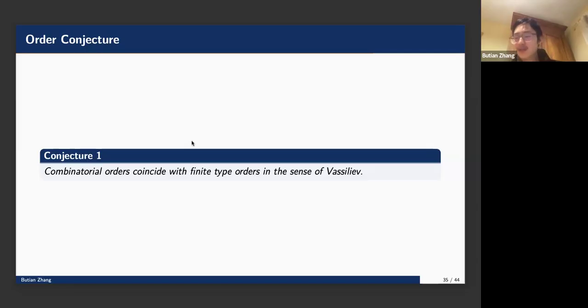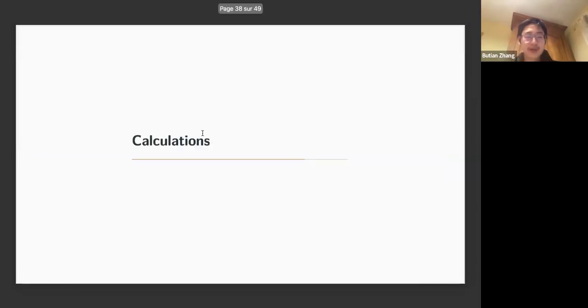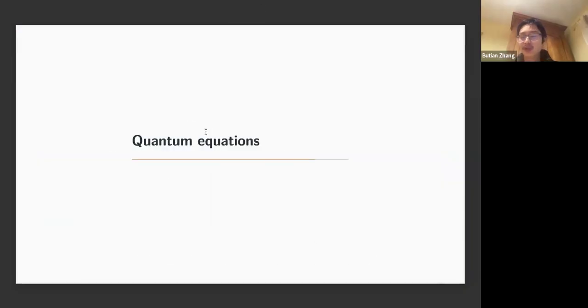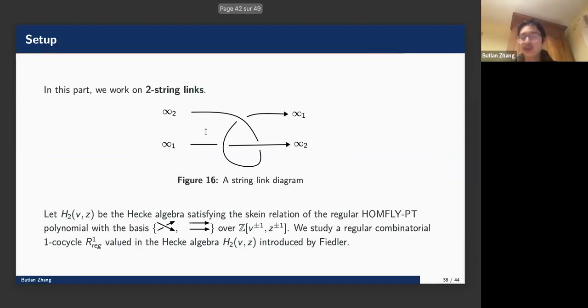For the rest of the time, we do not have time to explain the calculations, how we calculate it. So I shall skip this part and come to the part on quantum equations. That is, we shall no longer consider just the space of long knots, but the space of two-string links. Here is an example of a two-string link.